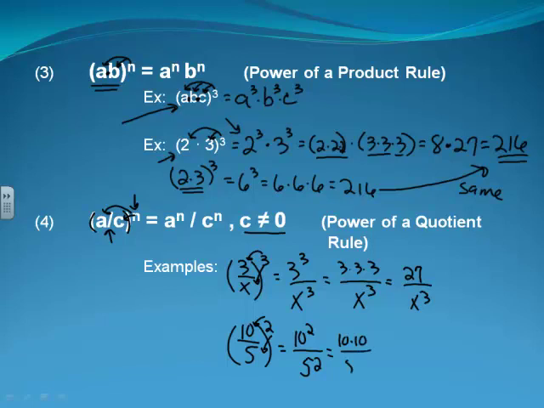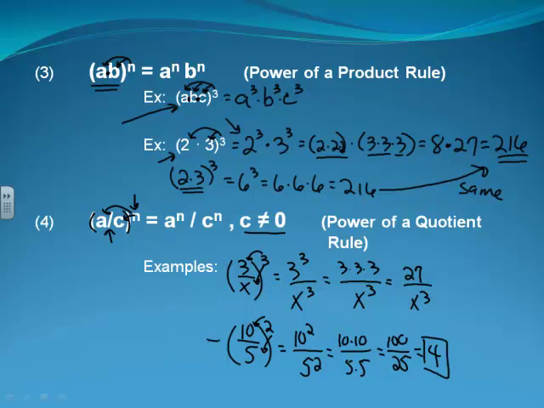5 squared, of course, is 5 times 5. If you do that math, 10 times 10 is 100, 5 times 5 is 25, and 100 divided by 25 gives you a simplified answer of 4.